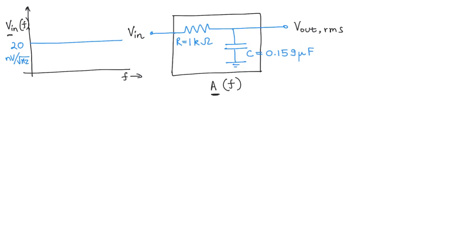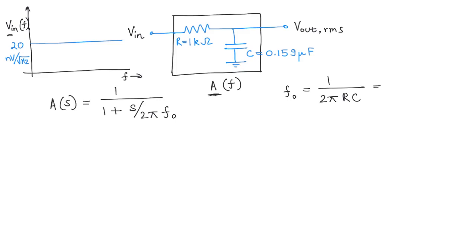So let's do that. So first of all, let's try to find out what our gain for this filter is. Now, without any proof, I'll just write here that the transfer function of this filter is going to be 1 over 1 plus S over 2 pi f naught, where f naught is the cutoff frequency of this filter and is given by f naught equal to 1 over 2 pi RC. And you can calculate this cutoff frequency and you will find that it's going to be 1 kilohertz.